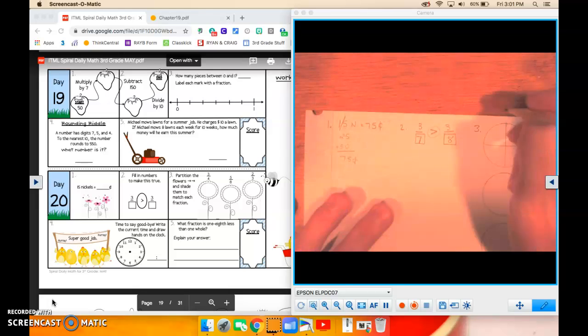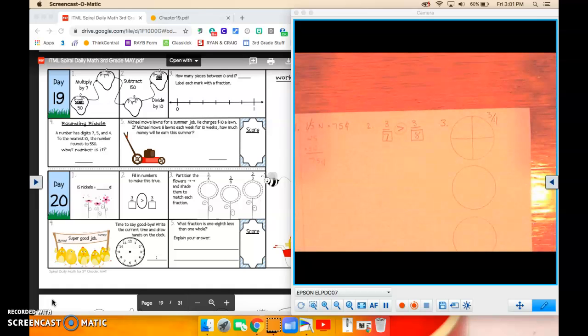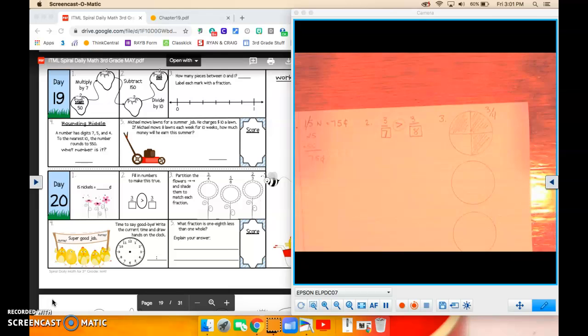So 3/4 is our first problem here. And it says to shade in the part to match the fraction. So there's 1, 2. Okay, I have 3 of the 4 pieces shaded in.